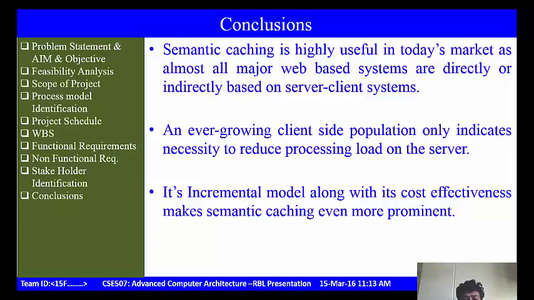So every day we see that a huge number of people are signing up on new websites. The user base of new web-based services is growing largely, and we need to reduce the load on the server because server capacity is remaining the same. Finally, the cost effectiveness and incremental model of our product makes it very efficient and very prominent. It will never run out of date. It will always be up to date because of the incremental model and the growing size of the local cache.